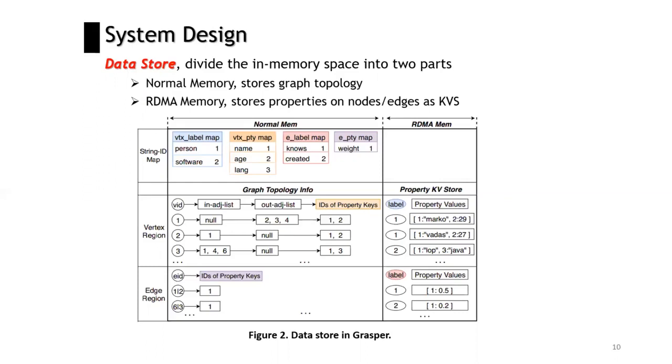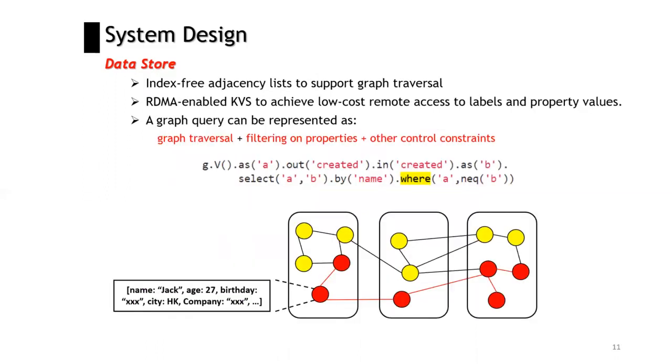The data store of Grasper divides the in-memory space into two parts, where normal memory is used to store the graph topology data, and the RDMA memory is used to store the property values for global access with a low network cost. We follow such a design because naturally a graph query can be represented by graph traversal with filtering on the properties as well as other control constraints.